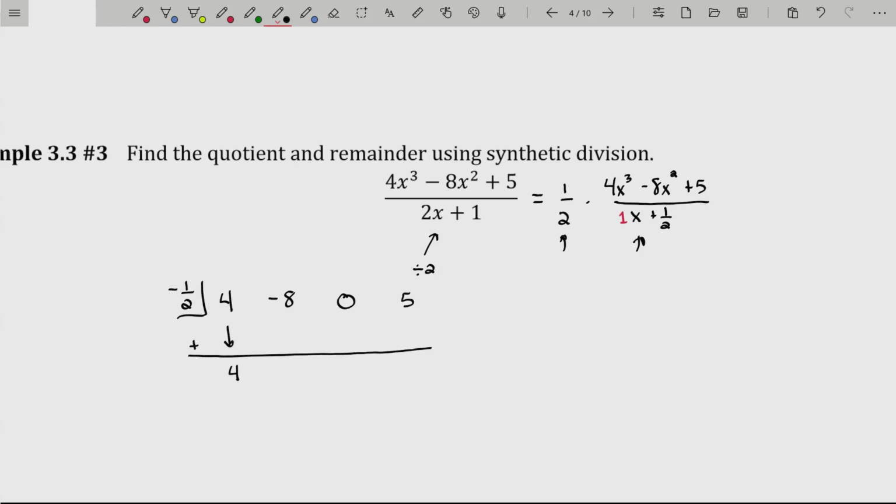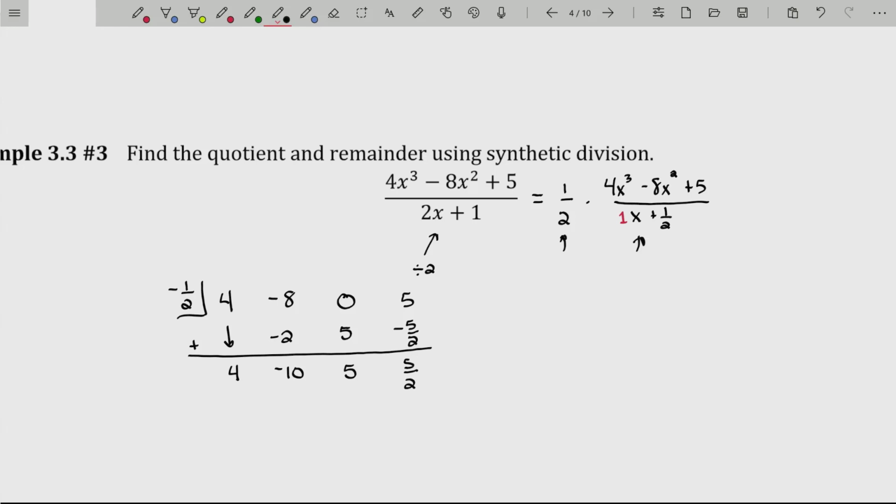Bring down that 4. I'm not going to use different inks this time. Negative 1/2 times 4 is a negative 2. Add negative 8 to negative 2, you get a negative 10. But negative 1/2 of negative 10 is a positive 5. Add those two together, 5. Negative 1/2 of 5 is negative 5/2, and that will be a 5/2.